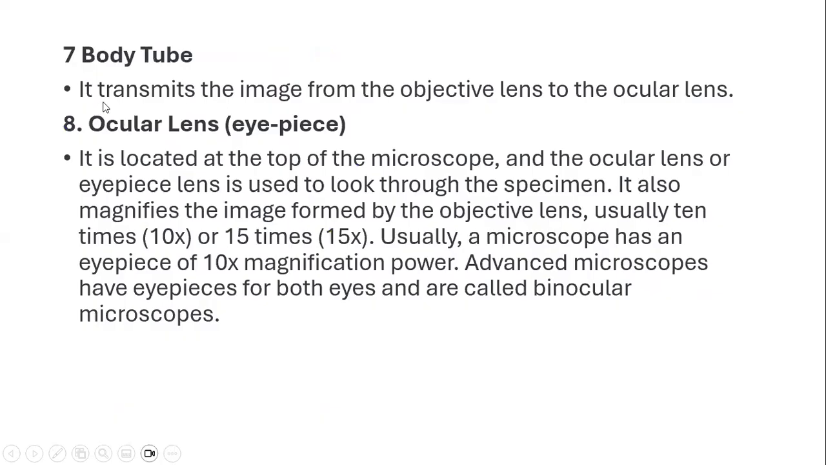Then next is the body tube. The body tube transmits the image from the objective lens to the eyepiece or the ocular lens. The ocular lens is located at the top of the microscope, and it is used to look into the specimen. It also further magnifies the image either 10x or 15x. Usually a microscopic eyepiece has a 10x magnification, and some advanced microscopes have a higher magnification of about 15x. Most advanced microscopes also allow us to observe the specimens with both eyes. Such microscopes are known as binocular microscopes.